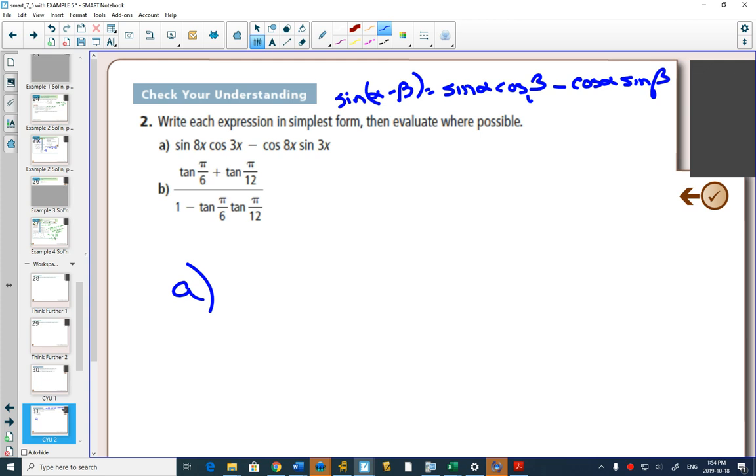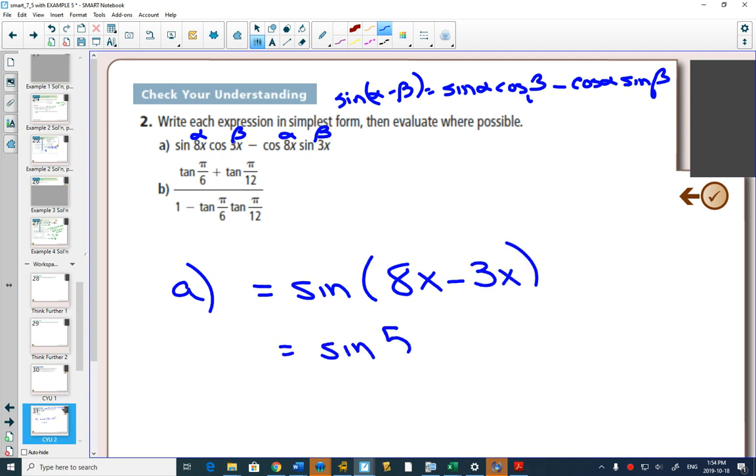So what we recognize is that your 8x, that's your alpha, your 3x, that's your beta. Here's your alpha, here's your beta. So we can rewrite this to equal sine alpha minus beta and simplify this to be sine of 5x. Can we evaluate that? No, it still has an x.